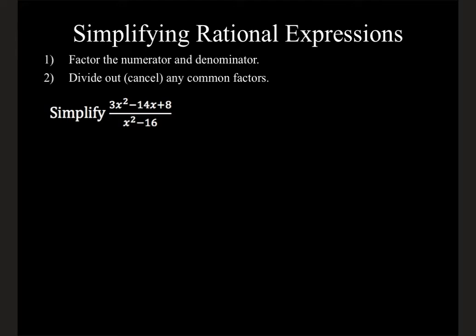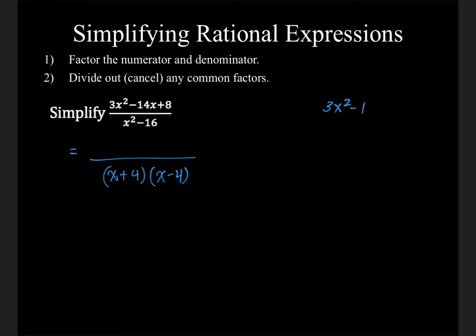Looking at this one, I can see that the denominator, x squared minus 16, is really easy to factor because I can use the difference of squares formula. So I would do that one first. I'm going to leave the numerator blank for now. Factoring the denominator, x squared minus 16 is equal to x plus 4 times x minus 4. I might do the factoring of the other one on the side just to make sure.